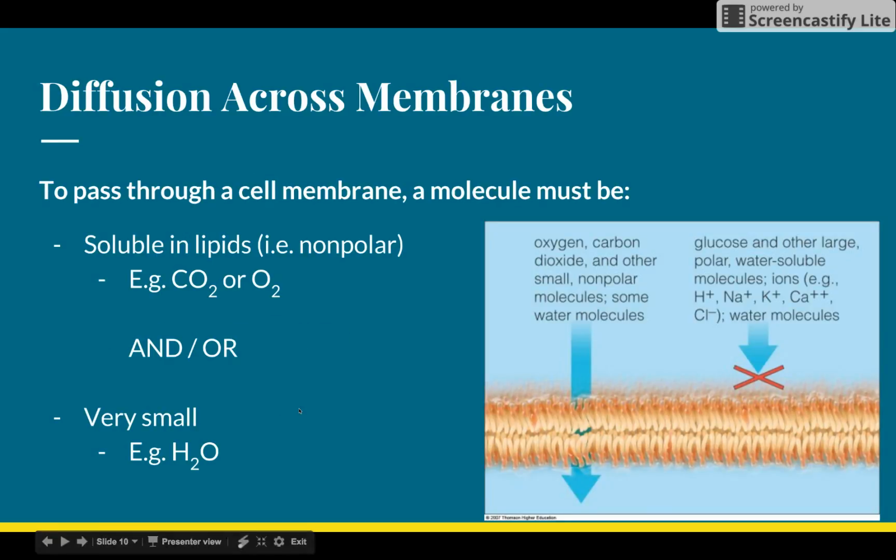To pass through a membrane, to directly diffuse through the membrane, a molecule must be very small and it must be soluble in lipids. That means it must be nonpolar. So nonpolar molecules, those are molecules without charges, are soluble in lipids. So these are the requirements a molecule needs to be able to pass through the membrane directly. Things that cannot pass through the membrane directly are either very large molecules or they are polar molecules or molecules that have a charge.